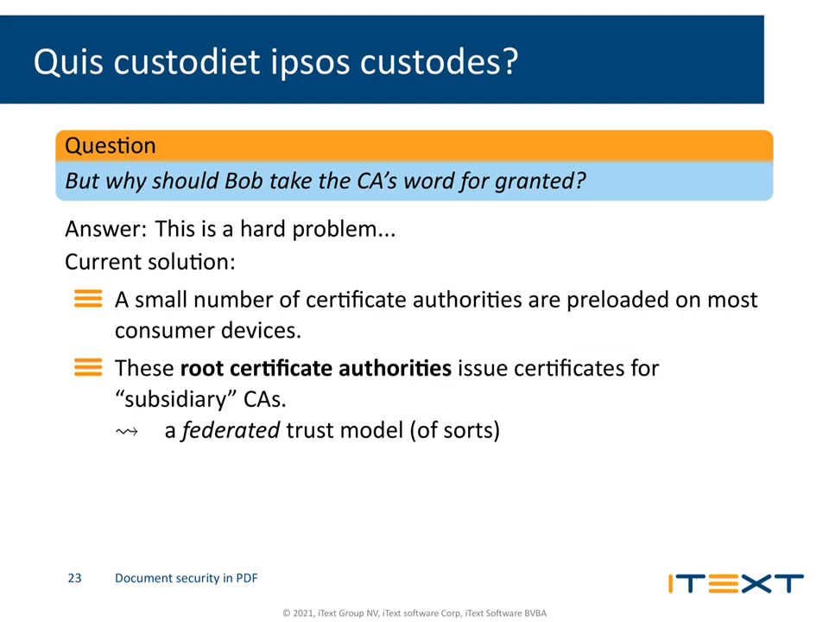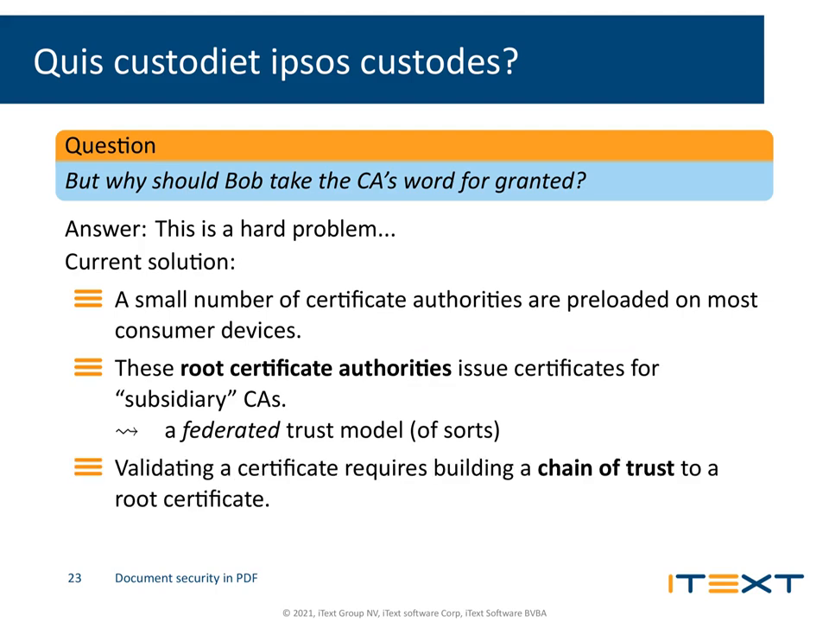And these, in turn, issue certificates for subsidiary CAs, those smaller CAs that do the actual day-to-day certification out there. This creates a kind of federated trust model, if you want. The result is that whenever you validate an entity certificate, you have to build a chain of trust to one of these root certificates.